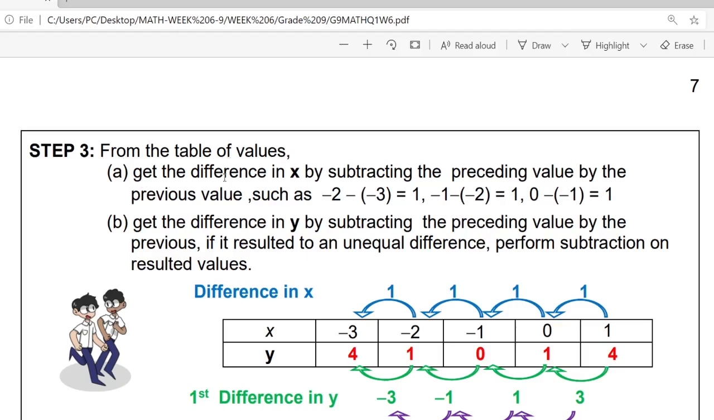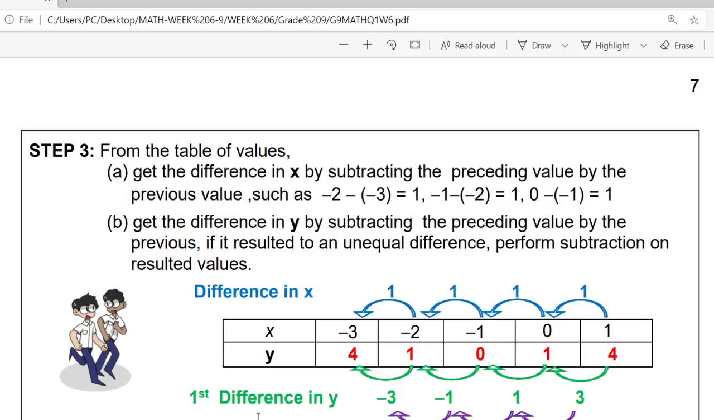Next, step three. From the table of values, get the difference by subtracting the preceding term by the previous value. We'll start from here. 4 minus 1 is 3. 1 minus 0 is 1. 0 minus 1 is negative 1. 1 minus 4 is negative 3. So that's the first difference.